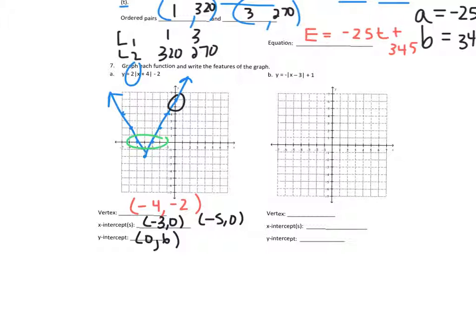Okay, another one. The vertex is going to be at (3, 1), and then my slope is -1, because that's the number in front. So I'm going to go down 1, right 1, down 1, left 1, and keep going. My x-intercepts are going to be at (2, 0) and (4, 0). And my y-intercept, where it crosses the y-axis, is at (0, -2).